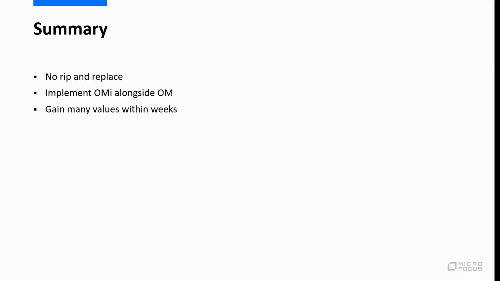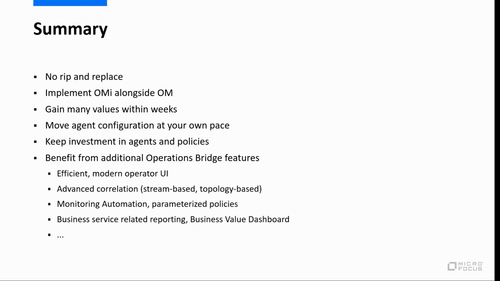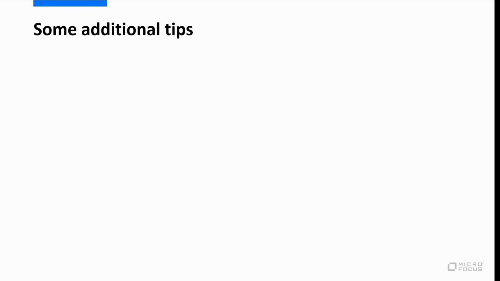To summarize, the evolution process is not a rip and replace. You begin by implementing OMI alongside OM, and you can gain many values within a few weeks. Keeping your investment in operations agents and OM policies, you can move over the configuration of your agents step by step at your own pace to OMI. At the end, you benefit from all operations bridge features, the efficient, modern operator UI, advanced correlation capabilities, monitoring automation, and much more. The following practical tips will help you evolve to OMI more smoothly.